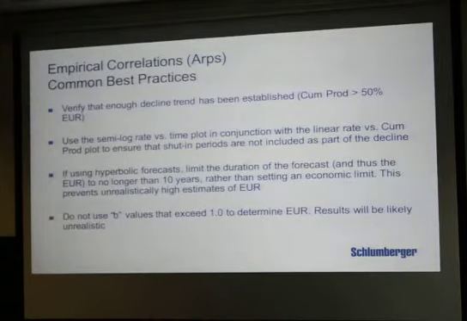What is the common best practice? When will you employ the empirical correlations? So you need to verify as a rule of thumb that you have enough production values. You have enough production being taken out from that well or from that field when you're moving on to empirical analysis. The general rule of thumb is the cumulative production should be greater than 50% of the estimated ultimate recovery. First point. Secondly, I don't want to have the shut-in periods being incorporated as a part of my extrapolation, as a part of my forecast.